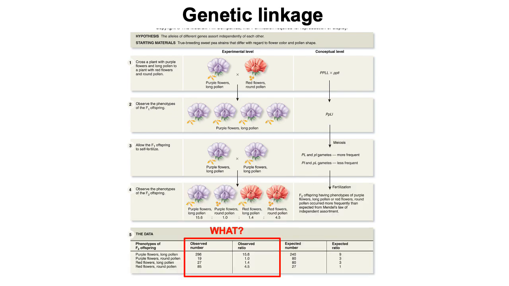So in this slide, I've highlighted what was actually observed in the 427 offspring that arose from this self-fertilization of the F1. I'm looking way at the bottom here, the data that was actually collected. The expected numbers are shown there from the previous slide, right? We expected the 9:3:3:1, and the expected numbers, if it was 427 total, are shown there in the expected number column. Well, now let's look at the observed numbers.